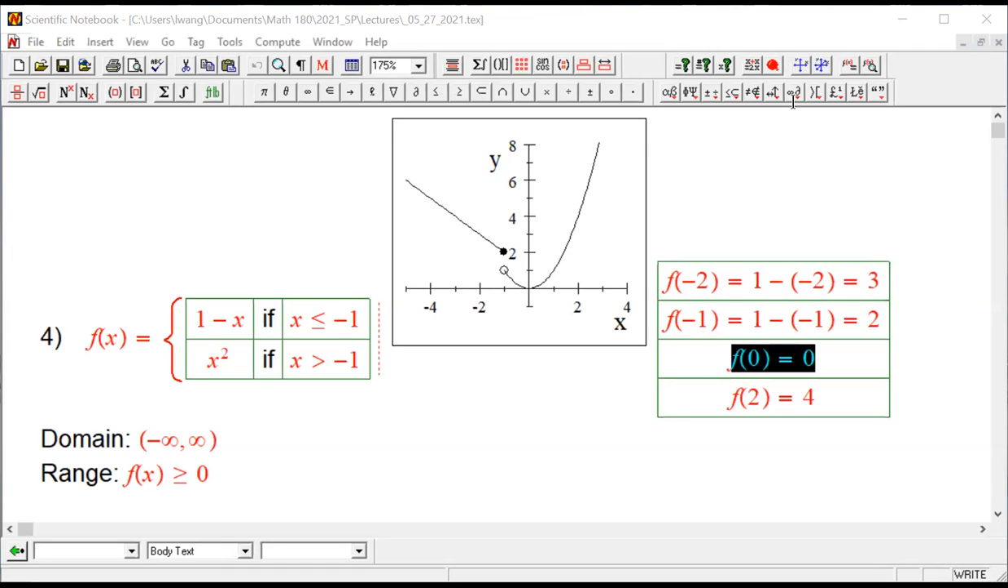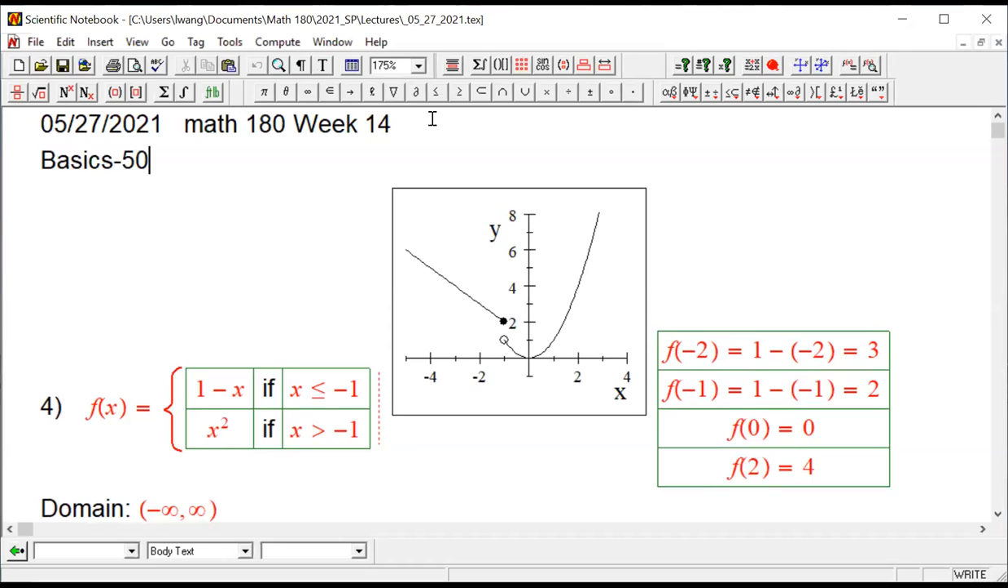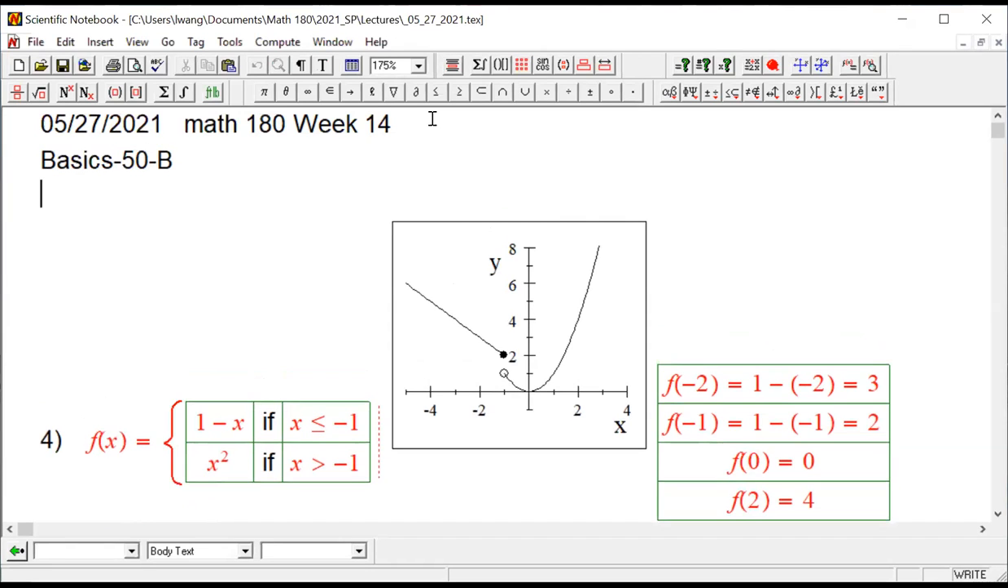Let's try some other piecewise functions. For the first time, we're doing 50b. The first one, we already did. It's slightly different from number 1 on 50a. I want you guys to try that one. Number one.